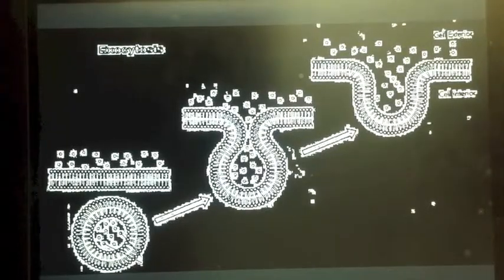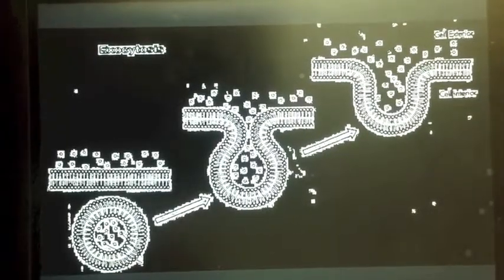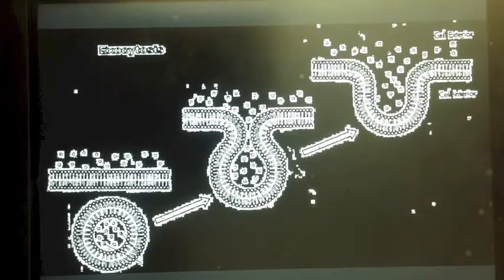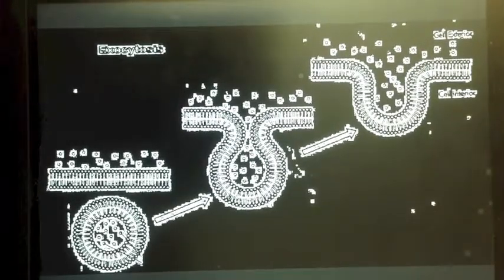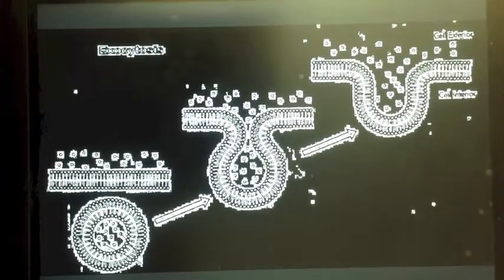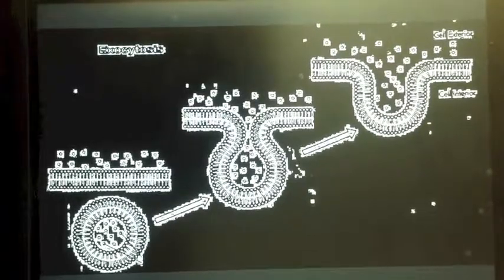In exocytosis, the particles that cannot be digested by a lysosome are carried by a vesicle to the cell membrane. Because these vesicles are made out of the same phospholipid bilayer as the cell membrane, they can merge with the cell membrane and release their contents outside of the cell. The vesicle then becomes part of the cell membrane.